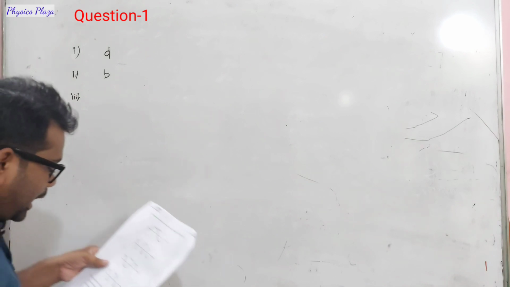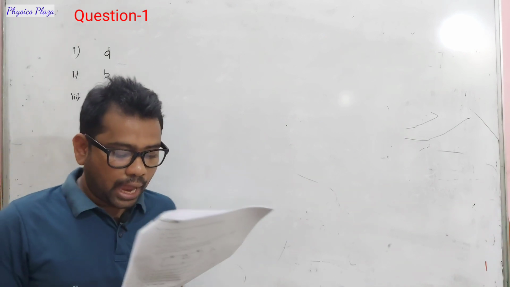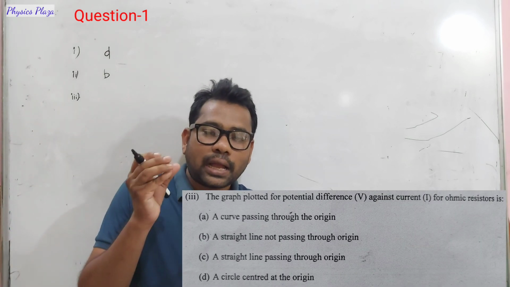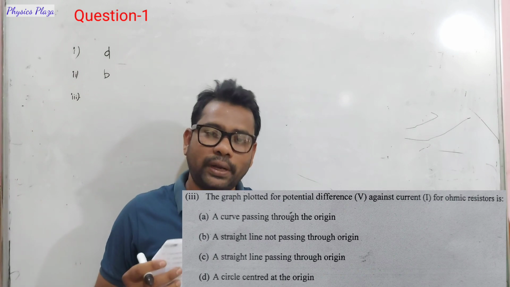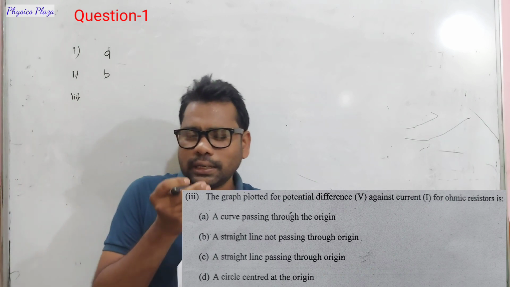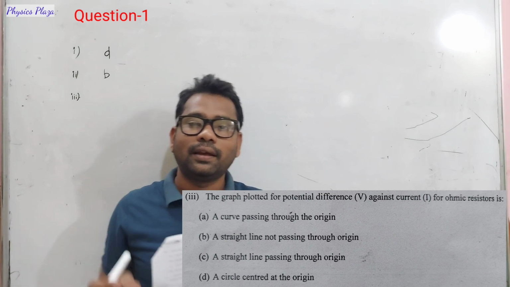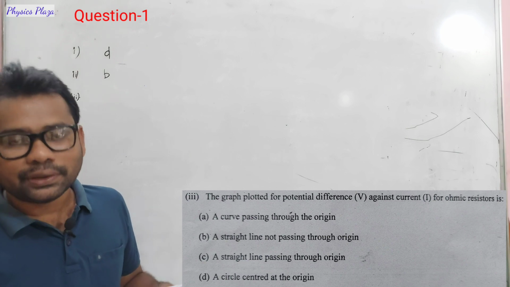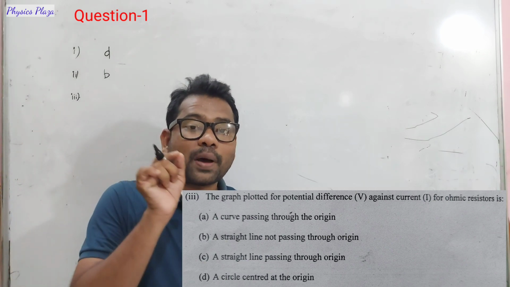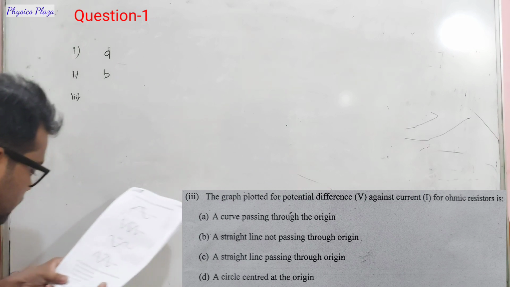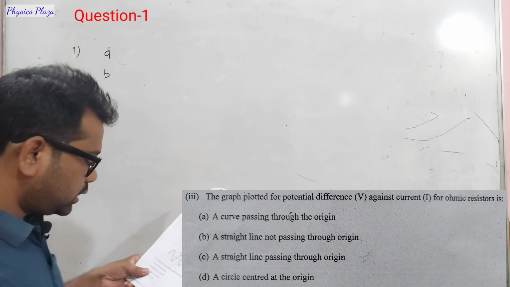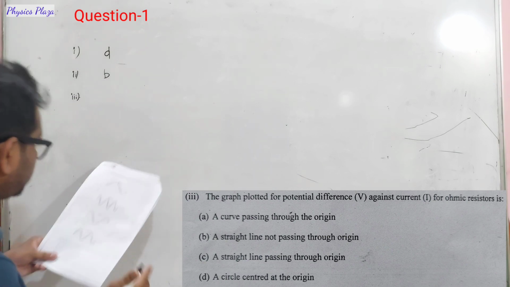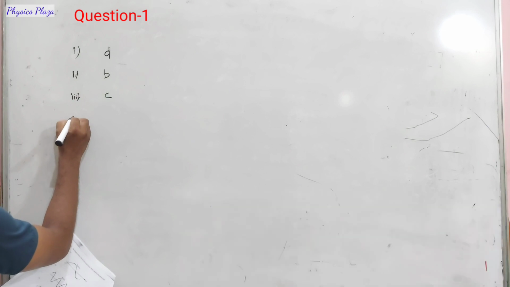Now the third bit. The graph plotted for potential difference V against current I for ohmic resistors. Children, in the case of ohmic resistors, current is proportional to the voltage, which means current increases linearly. So whenever we draw a graph for V and I, we definitely get a straight line passing through the origin. Which option is right here? A curve passing through the origin? No. A straight line not passing through the origin? No. Yes, option C: a straight line passing through the origin is the right answer.